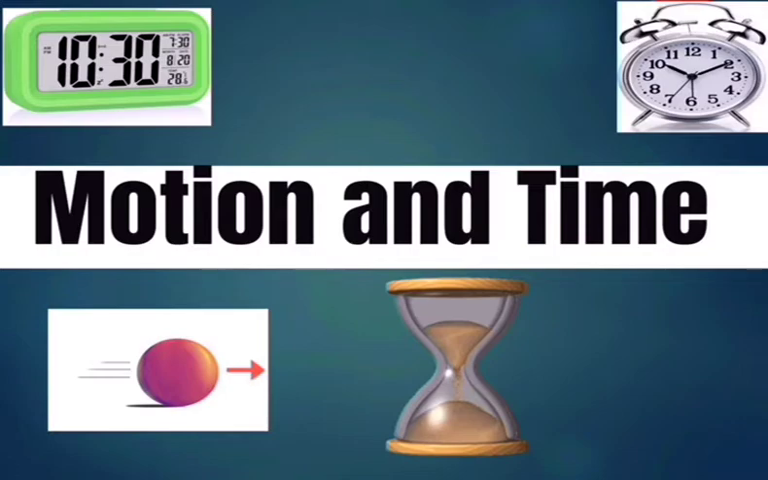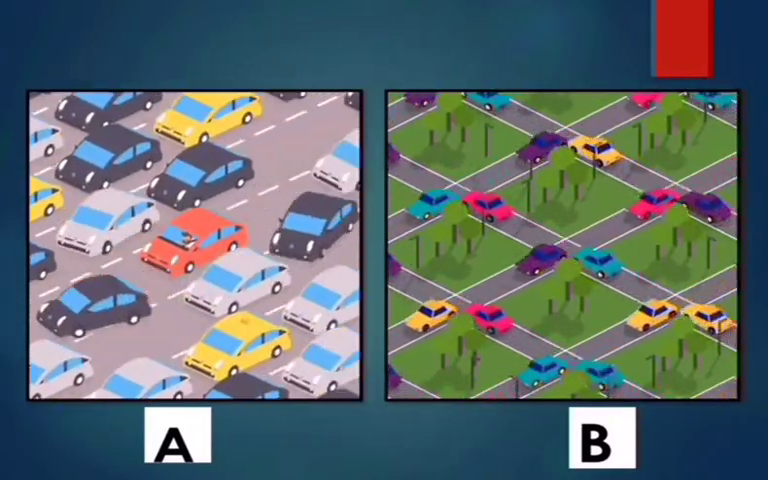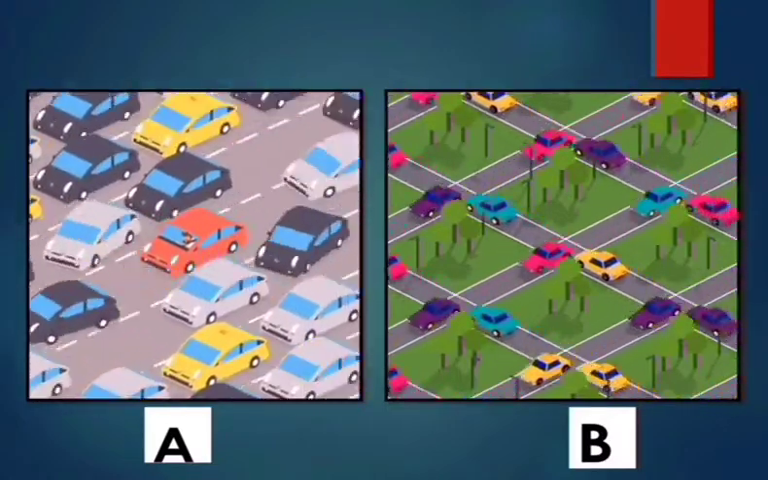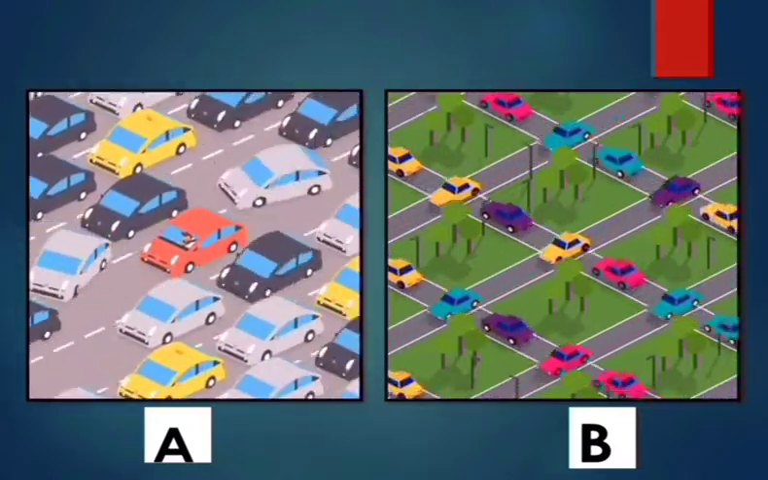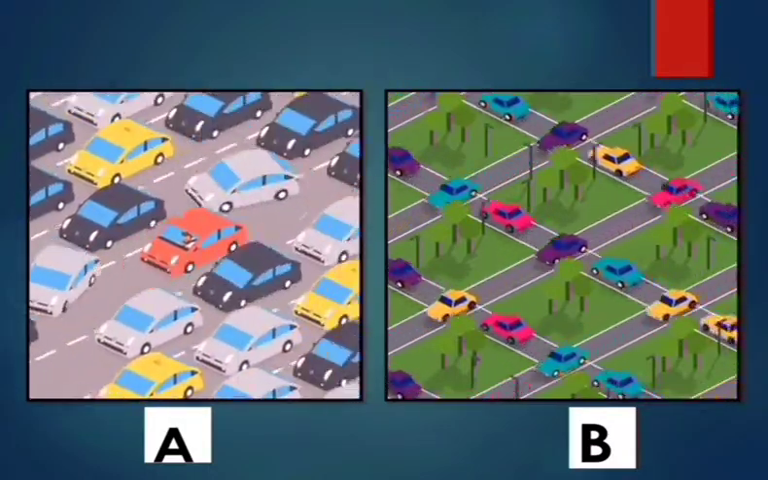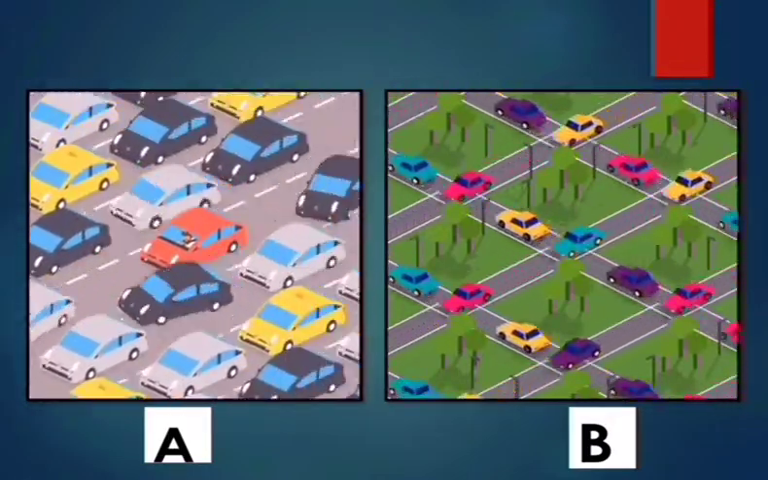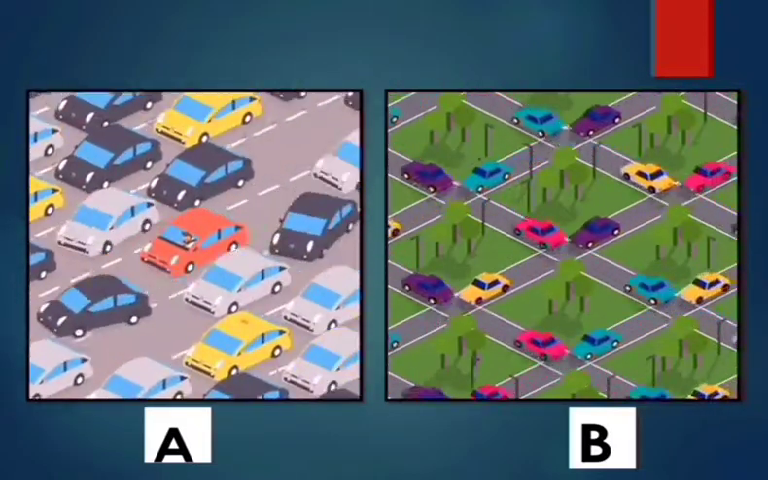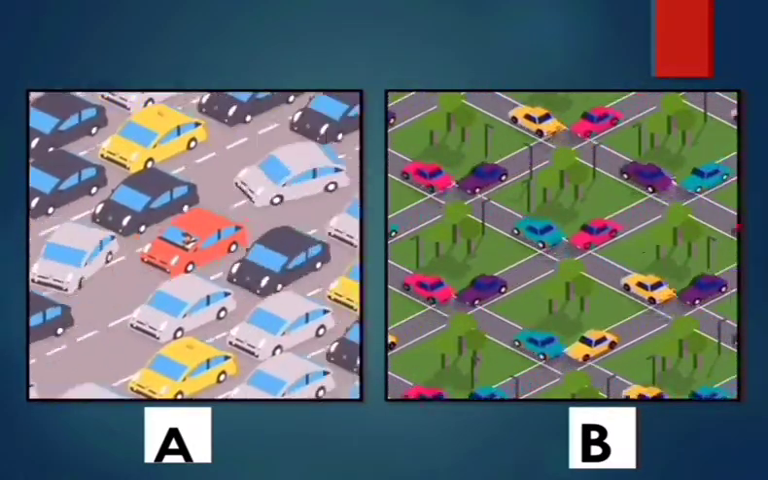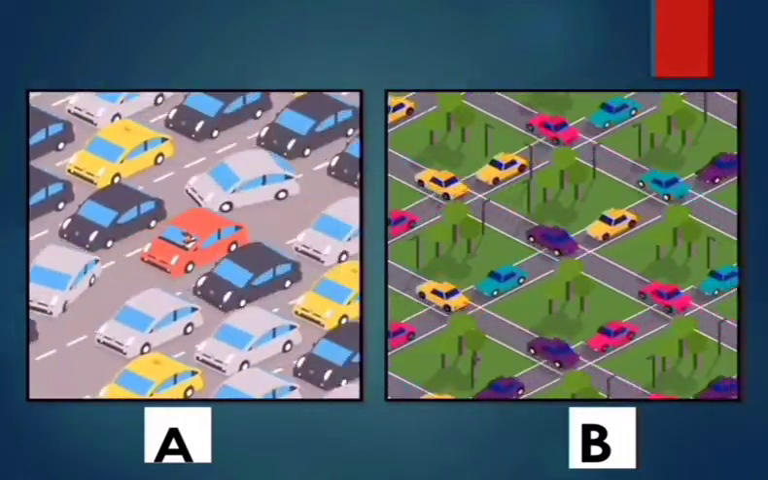So today we are going to take up a new chapter, motion and time. Now look at these two pictures, A and B. In picture A, you can see that all the cars are moving in the same direction. But in picture B, the cars are moving in different directions. Now compare both the clips and tell me in which clip cars are moving fast. Definitely it would be in picture A, since all cars are moving in the same direction. So we can easily make out which car is fast or which car is slow. But in clip B, as the directions of all cars are different, we cannot compare and tell which car is moving fast and which one is slow.